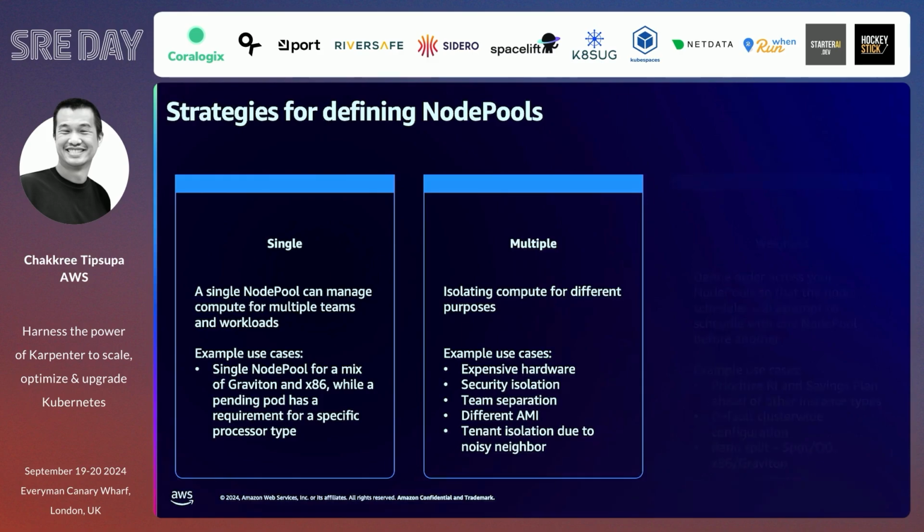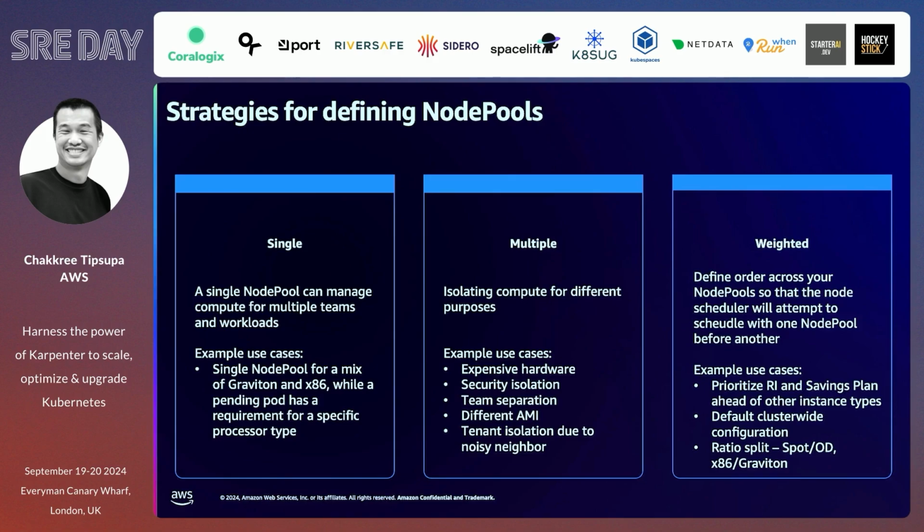And you can also use weighted node pool as well. By default, it will use the node pool number one. And when it uses up until the limit, 10 CPU or 100 CPU, it will use the lower weighted node pool. So you can have three different strategies here.